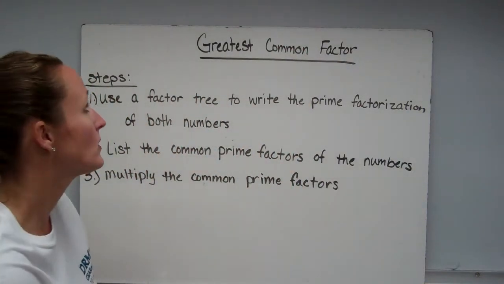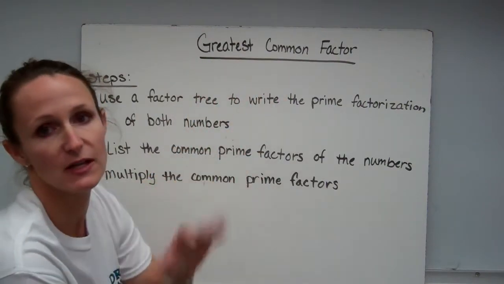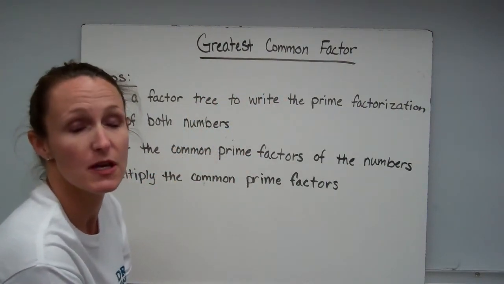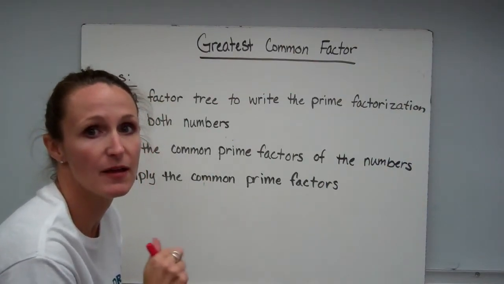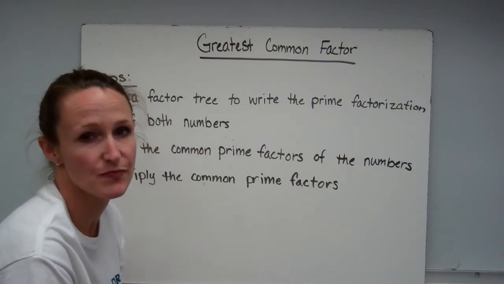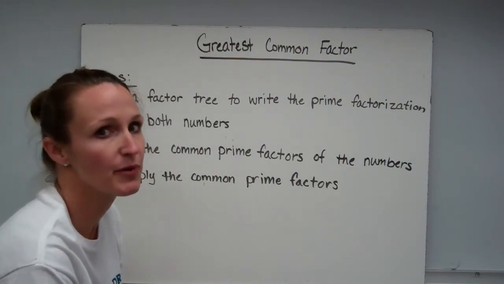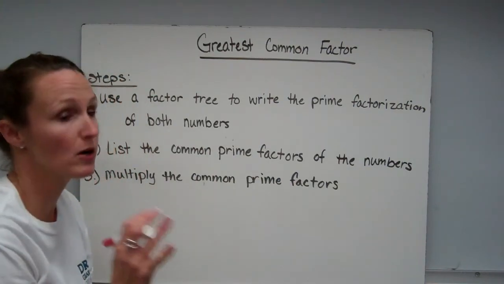In this video, we're going to talk about how to find the greatest common factor of a number, or of two numbers. And the greatest common factor is the highest number that both numbers have as a factor. Sometimes it's going to be a prime number, but it doesn't have to be. So let's look. What are our steps?